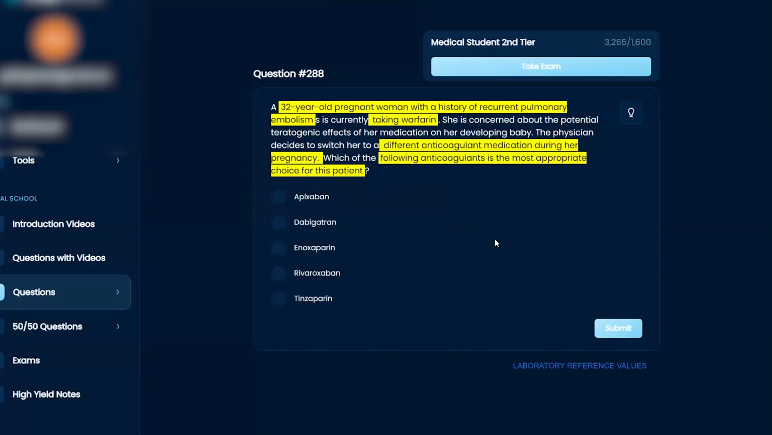I believe you would use low molecular weight heparin for pregnant patients. And so I would say enoxaparin. And that's really all I have to say about that. I just know that, yeah, that's all I could say.